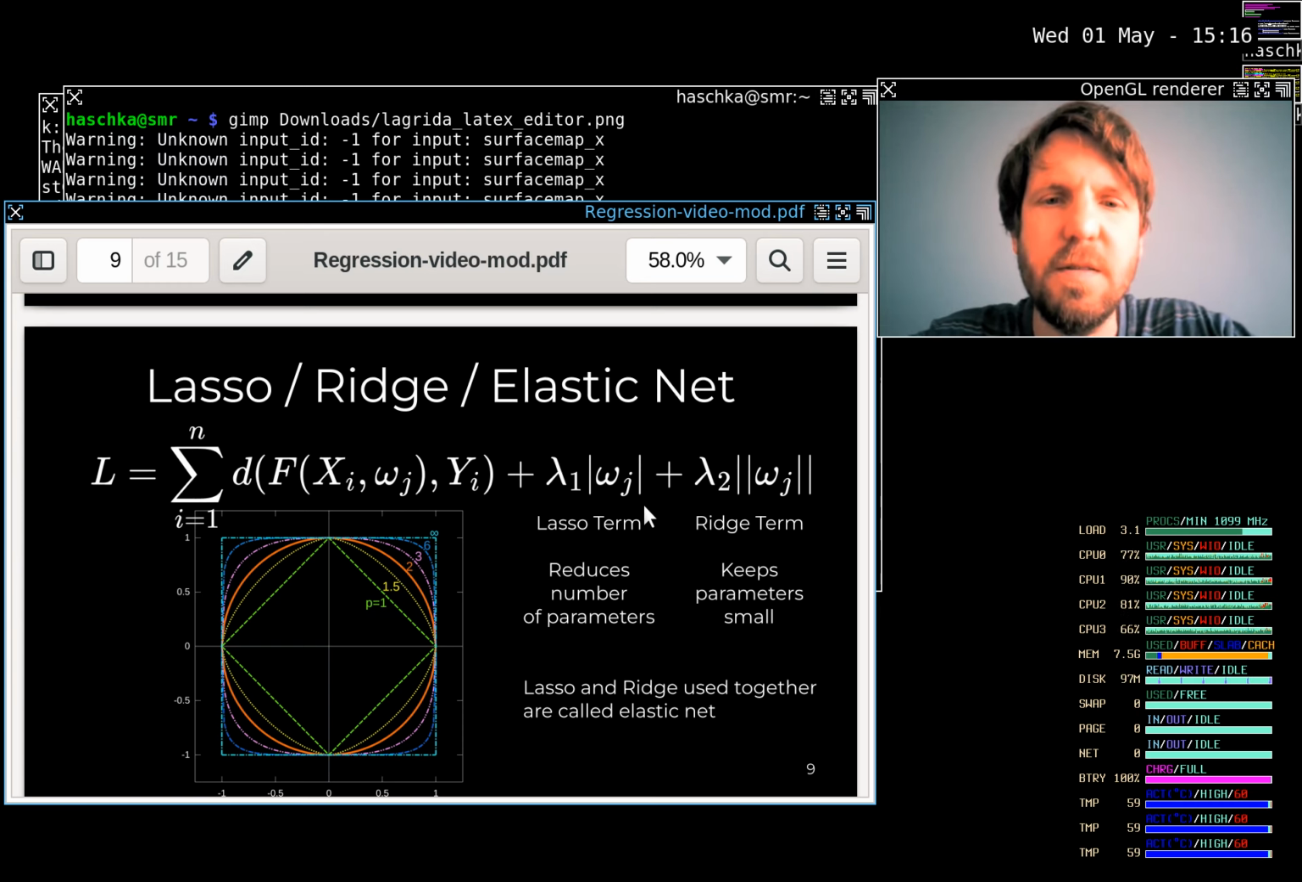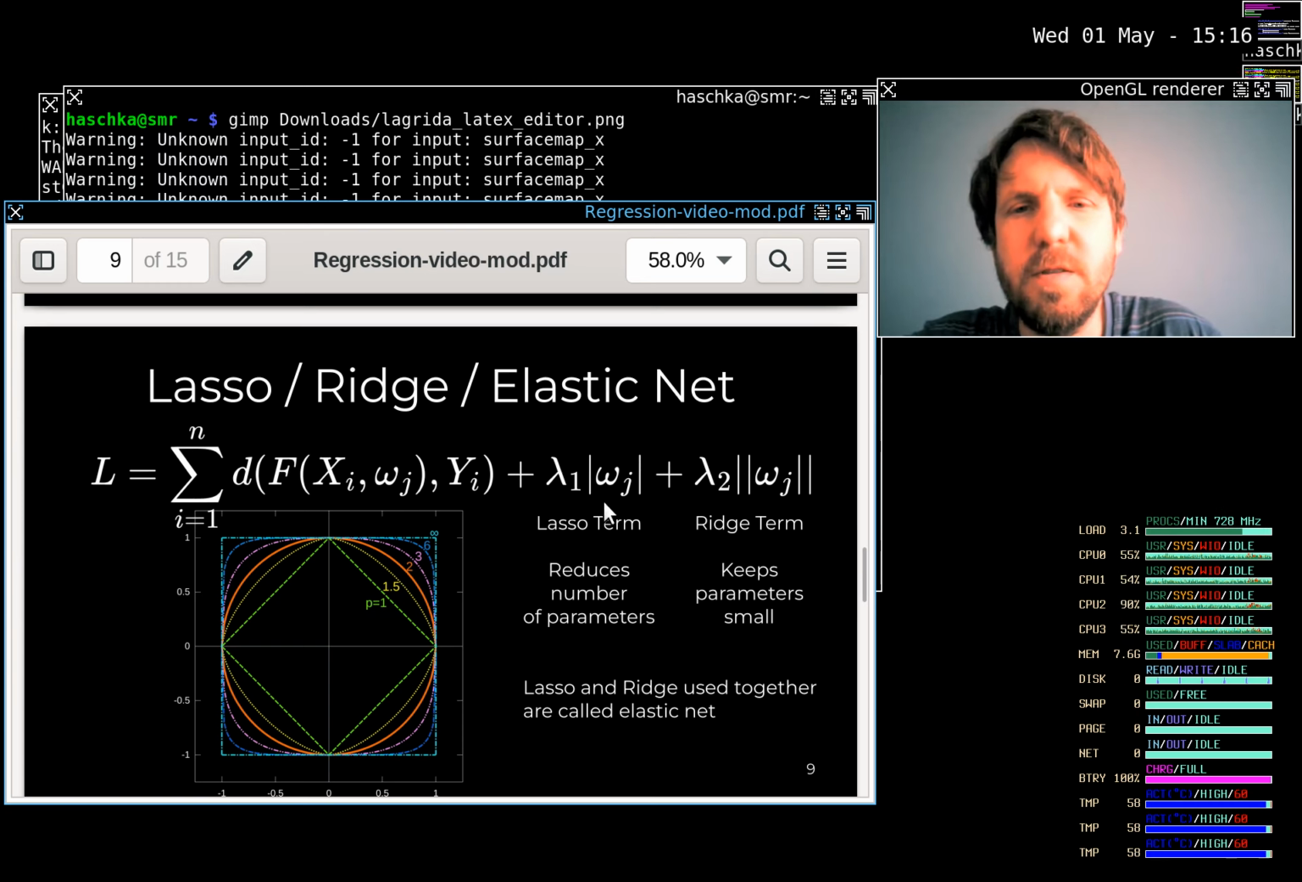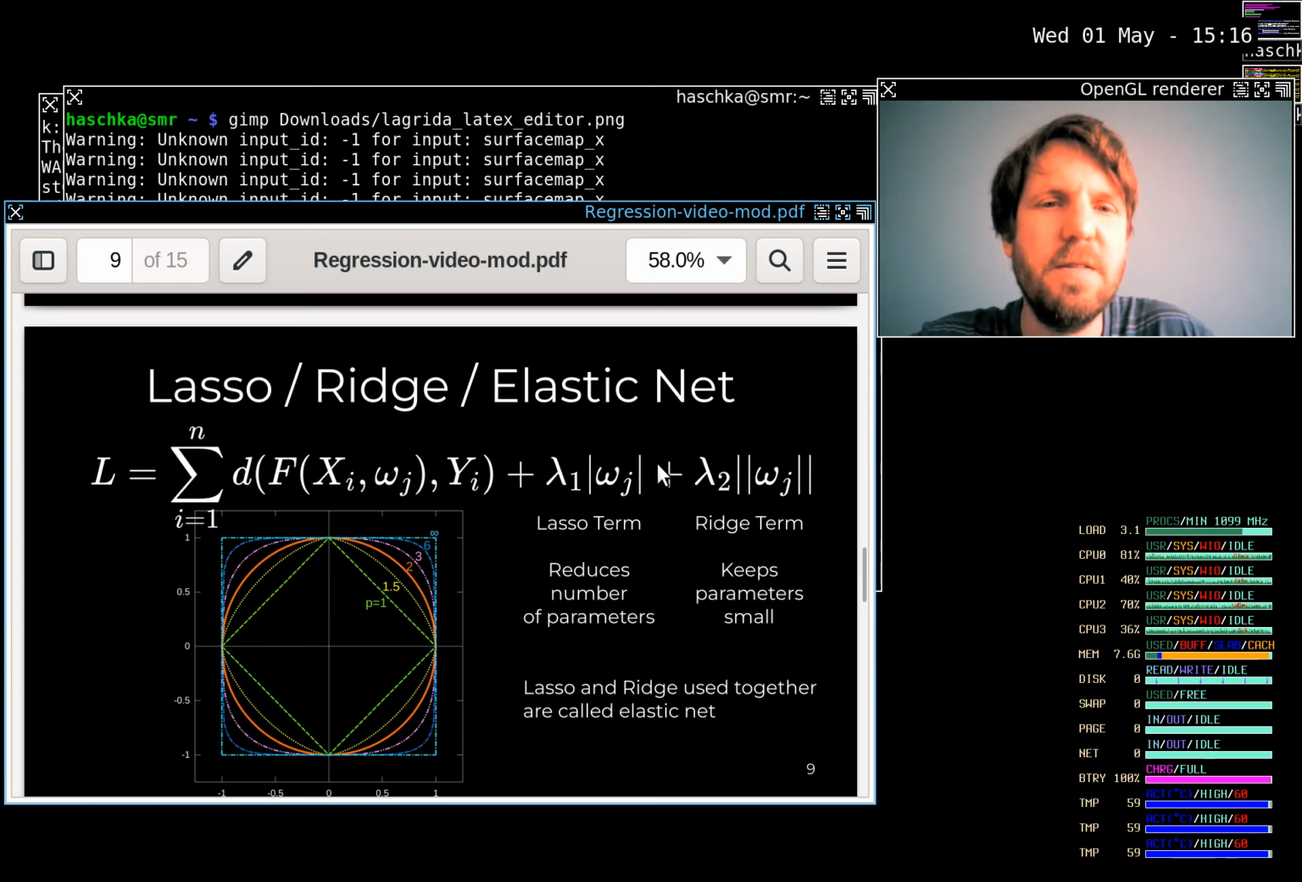If you put this too strong, you get too few parameters. If you put this too strong, maybe your parameters are too small and you never get the right model out. So you have to play with this. These are basically hyperparameters in the model, this lambda 1 and lambda 2, if you use the elastic net.